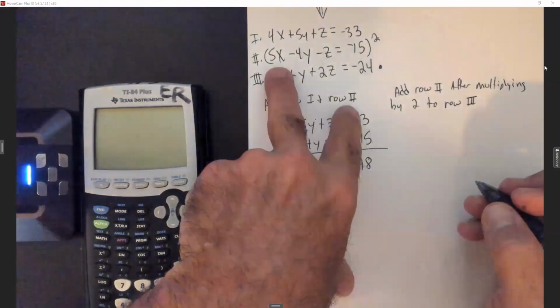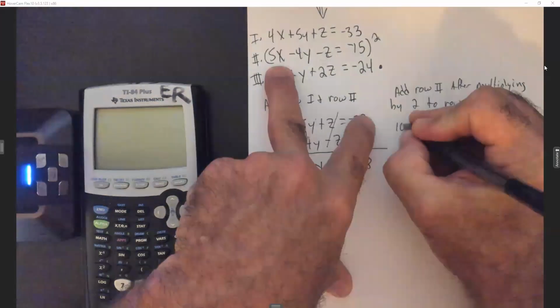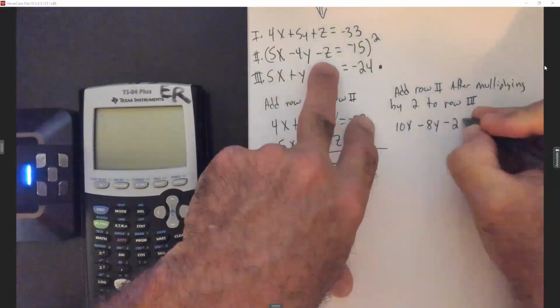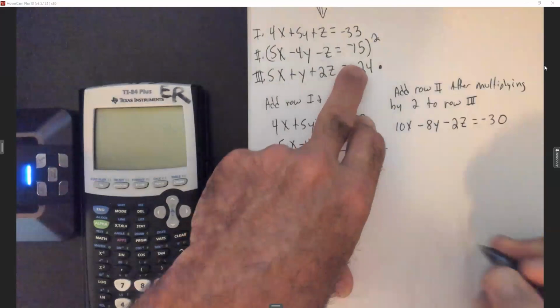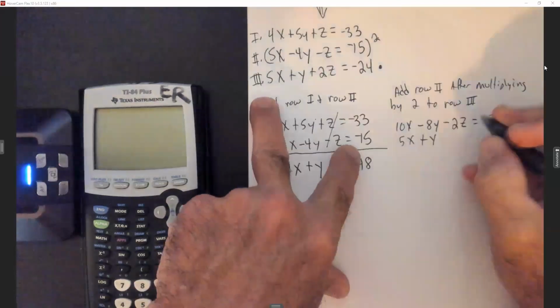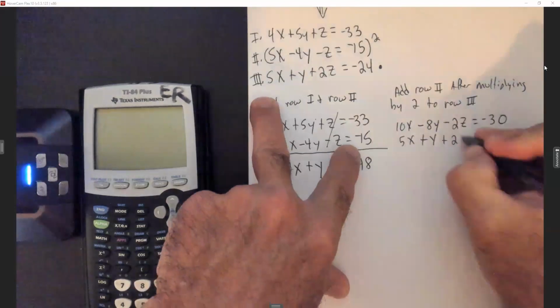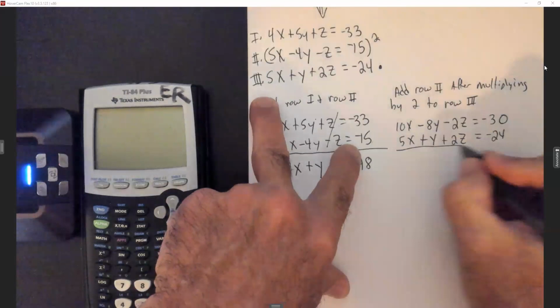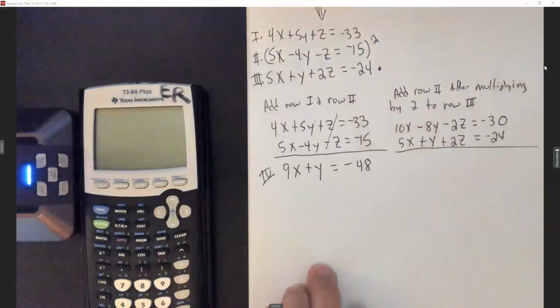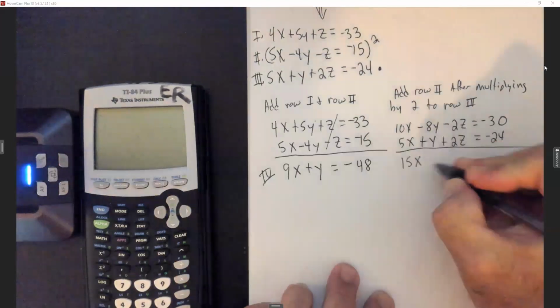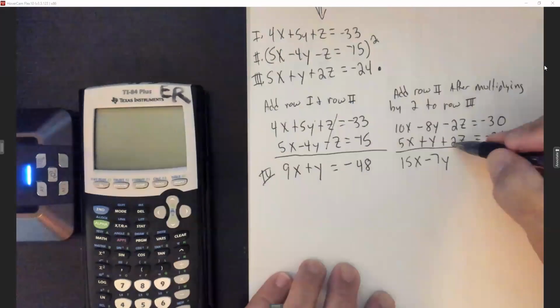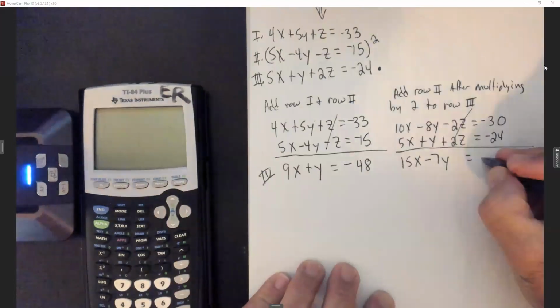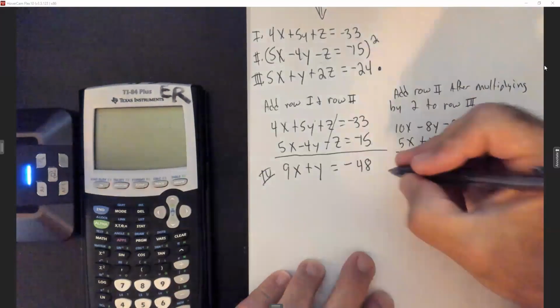So I'm going to multiply this by 2. I get 10x minus 8y minus 2z equals negative 30. Now bring down this row, 5x plus y plus 2z equals negative 24. So see what's going to happen. We have a 10 and 5, which gives 15 x's. Negative 8 and 1y give you negative 7y. The z's cancel like I needed. And then that's going to be a negative 54. So this will be row 5 now.